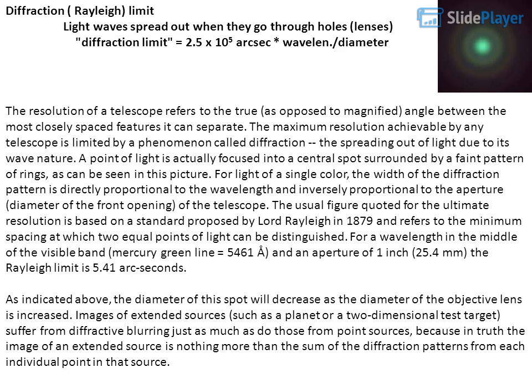Images of extended sources, such as a planet or a two-dimensional test target, suffer from diffractive blurring just as much as do those from point sources, because in truth the image of an extended source is nothing more than the sum of the diffraction patterns from each individual point in that source.